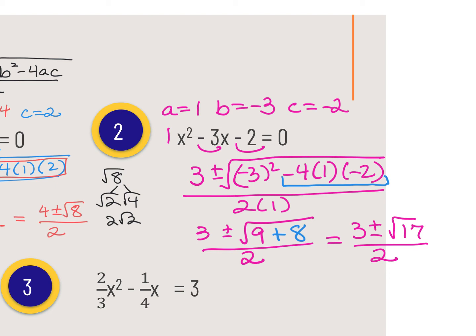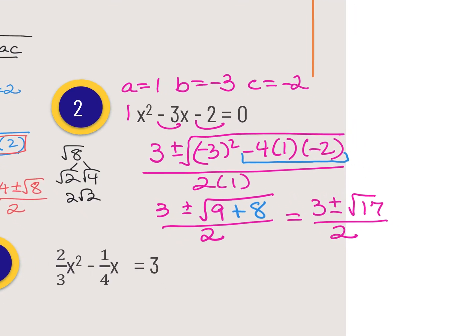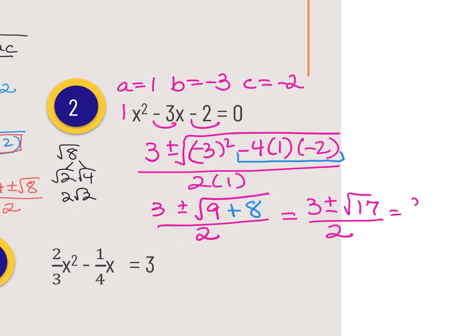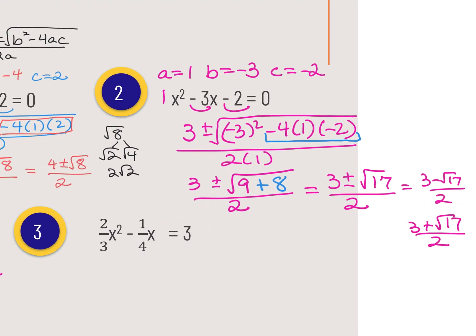And again, on WebAssign, pull it apart. You would enter it as 3 minus the square root of 17 over 2, and then 3 plus the square root of 17 over 2. You can use the quadratic formula to solve any quadratic equation. So just keep that in mind for future reference when you're taking a PSAT or an SAT. Let's try the next one.